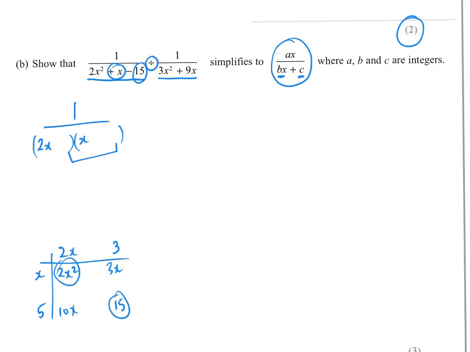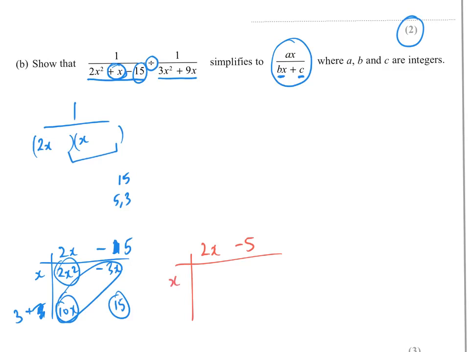but if I want to have a negative 15 here, then say if I made this negative 3, this would have to be plus 5, then this would remain 10x, but this would become minus 3x, and unfortunately that would give me 7x here, and I've got to have 1x. So I'll think of the factors of 15, so 5 and 3, and what I'll do is I'll switch them round. So I'll call this one 5 and this one 3. So how would this grid change? Well, I'd have 2x minus 5 and x plus 3.